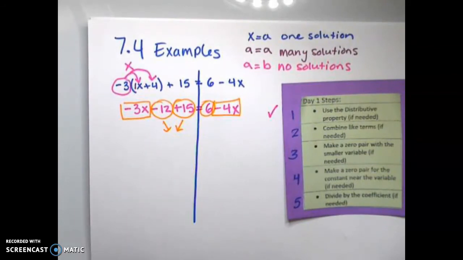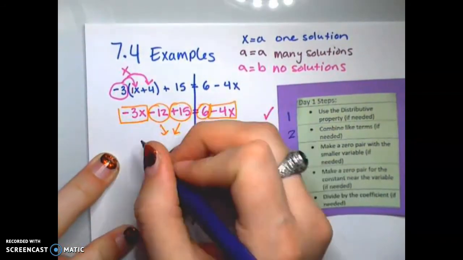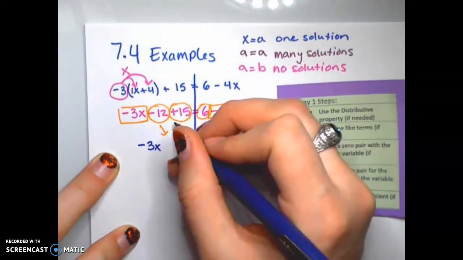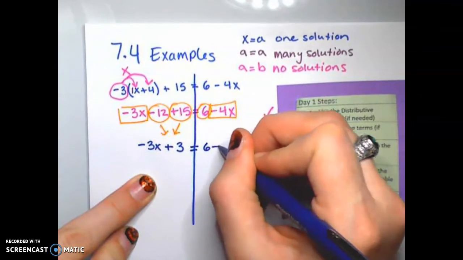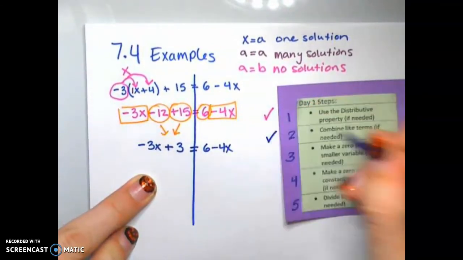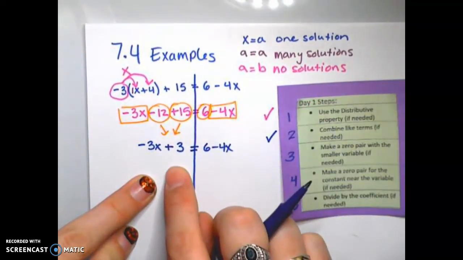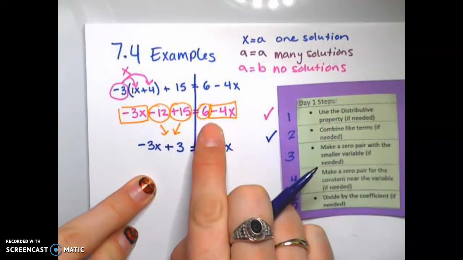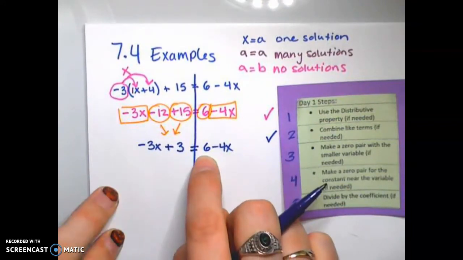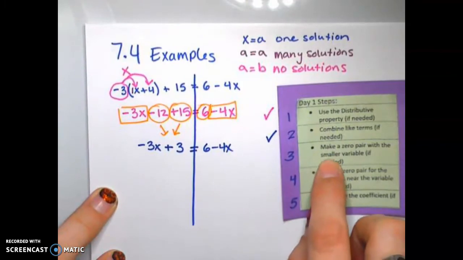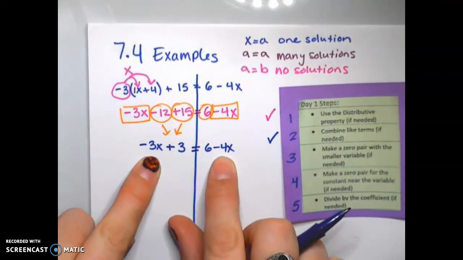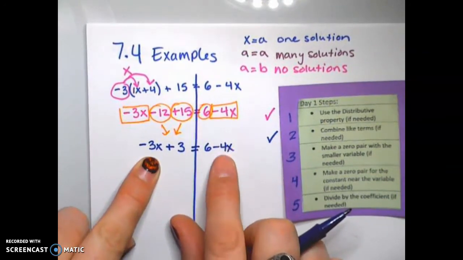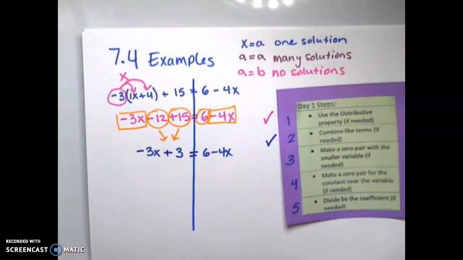So I'm going to rewrite this. We're going to bring down this -3x, and this is going to be +3 equals 6 minus 4x, and step 2 is done. All right, so we went from 5 terms to now we have 4 terms. And now we're going to move on to step 3. You make a 0 pair with a smaller variable. Which number is smaller, -3 or -4? -4 is farther away from 0, so -4 is our smaller variable. So I am going to make a 0 pair with it.